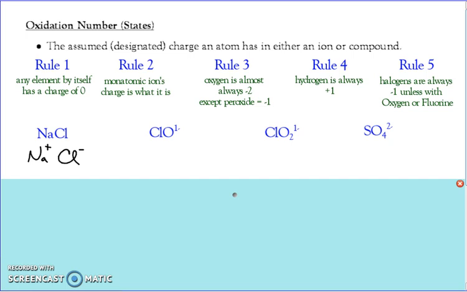The second compound is not a compound, but rather a polyatomic ion. It's the hypochlorite ion. The whole thing has to add up to a negative 1. So if we take all the atoms in the ion, they have to add up to negative 1.